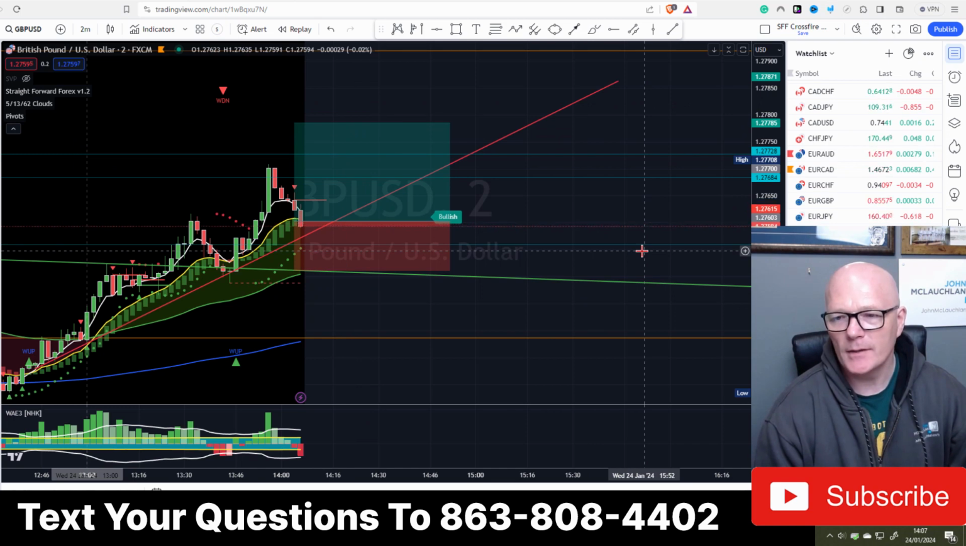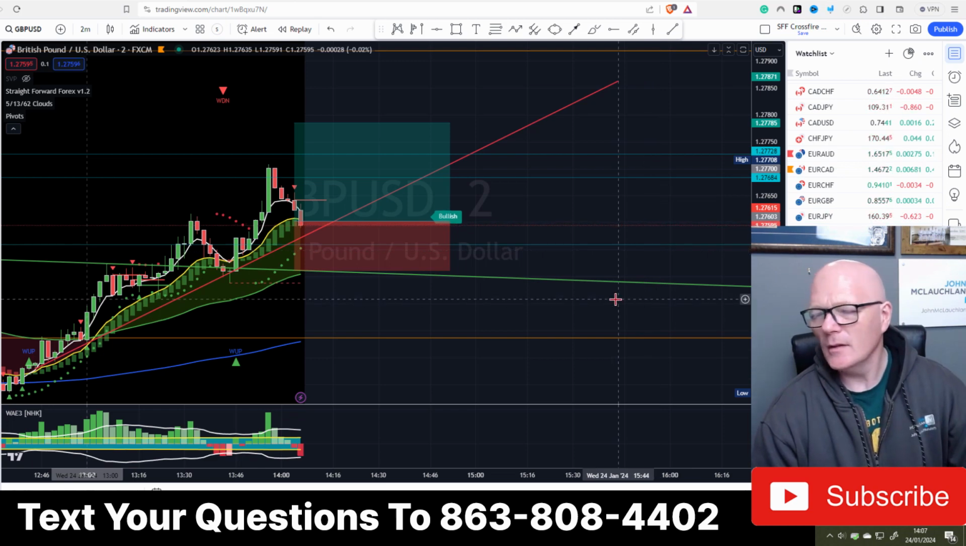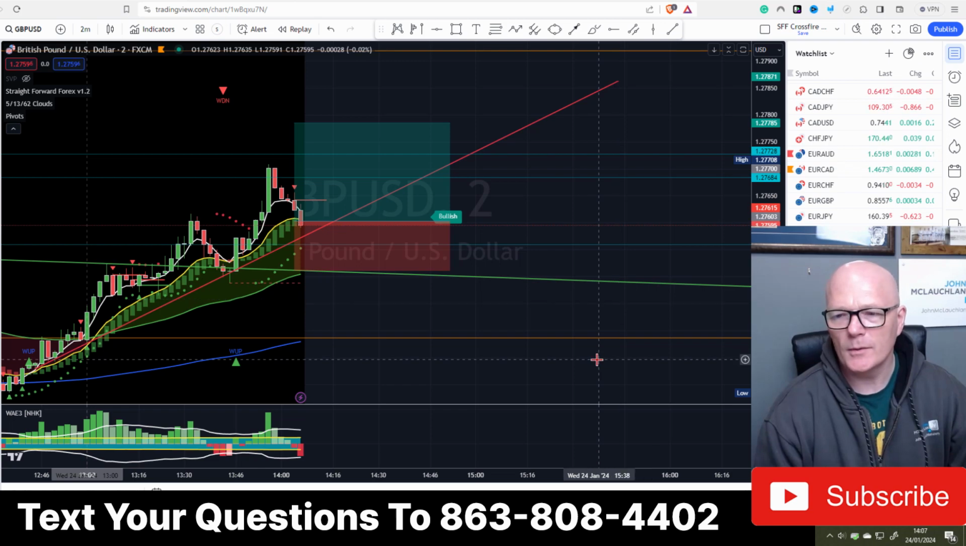This area now is an area of resistance. Just stay on this for about 25 seconds left. We'll just see what happens on this.